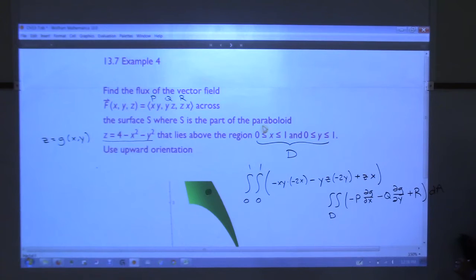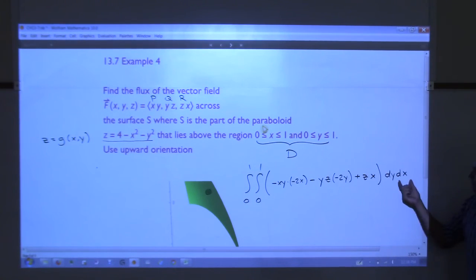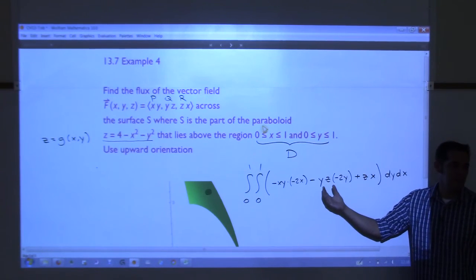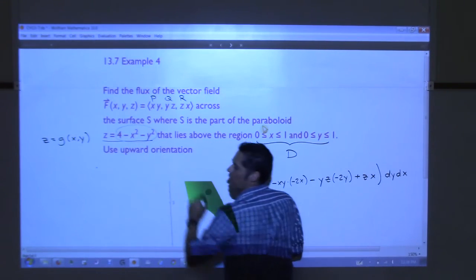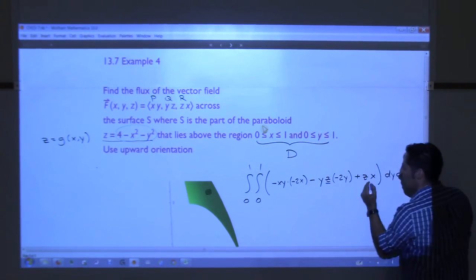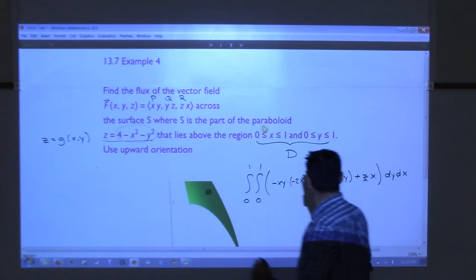And then dy dx. That order doesn't matter, because they're both from 0 to 1. This is just a good old-fashioned double integral, except one little issue. What's our little issue? The z. We have variables x and y, but then we've got a z in there. What's z? z is 4 minus x squared minus y squared. So I'm going to replace that z and that z with 4 minus x squared minus y squared. Then I will have a rather ugly looking double integral, but a double integral nonetheless.